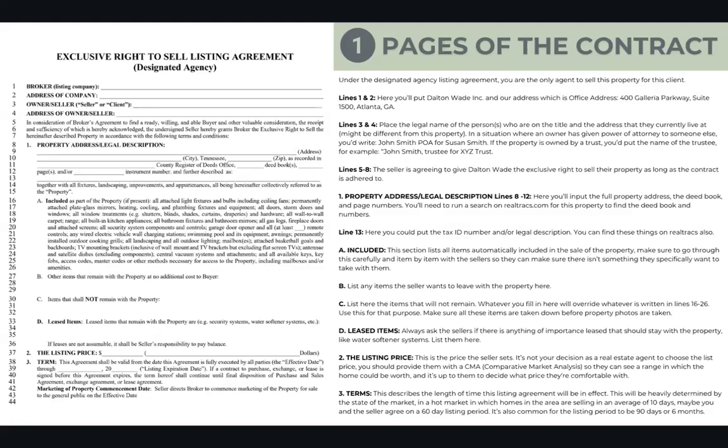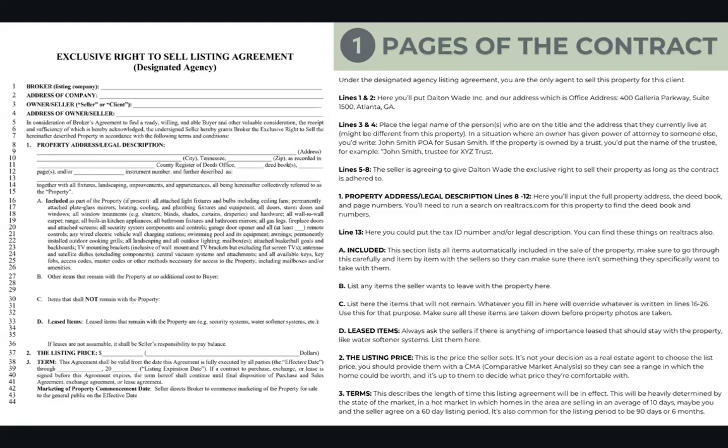If the property is owned by a trust, you'd put the name of the trustee. For example, John Smith, trustee for XYZ Trust. Lines 5 to 8, the seller is agreeing to give Dalton Wade the exclusive right to sell their property as long as the contract is adhered to.